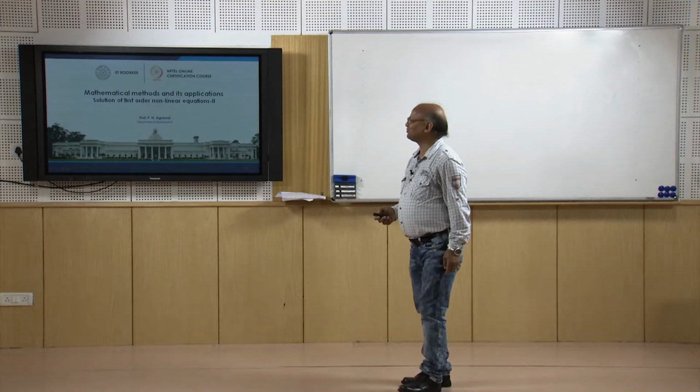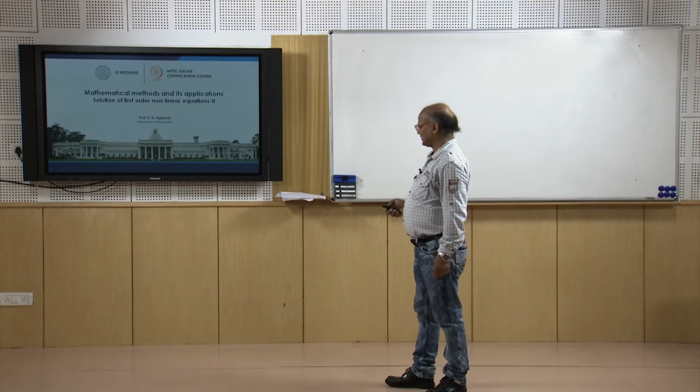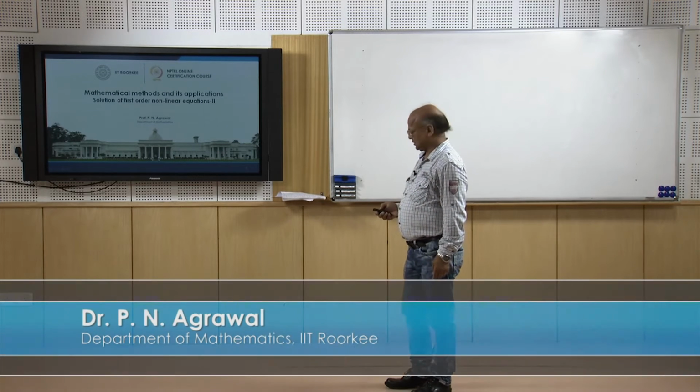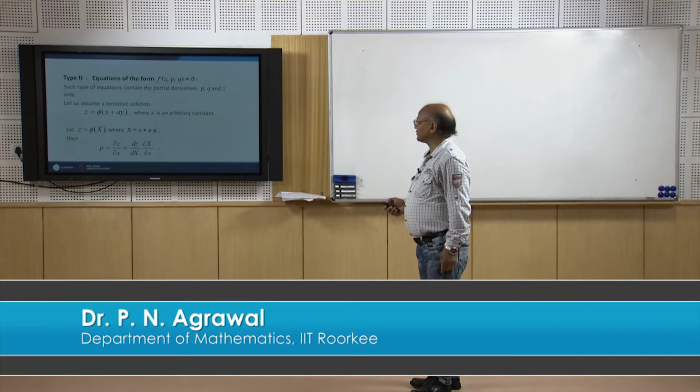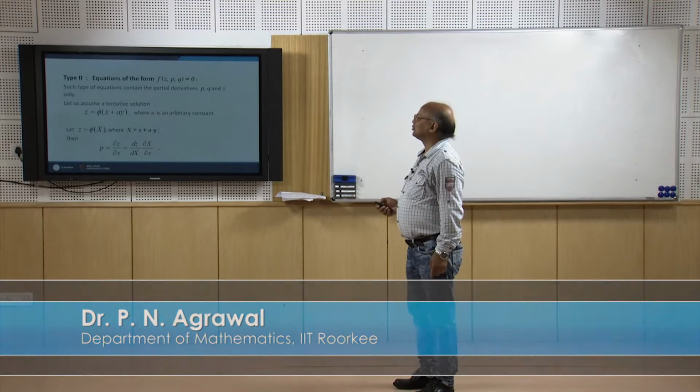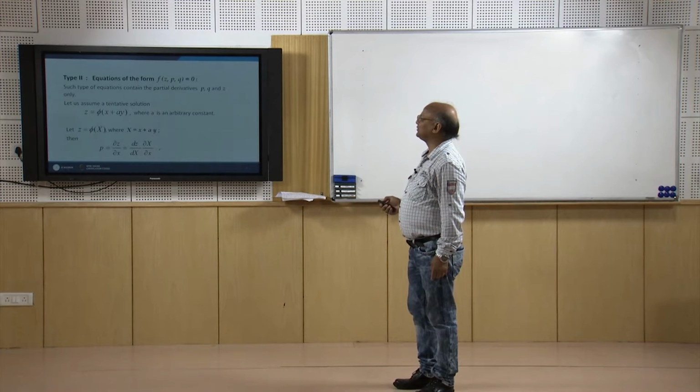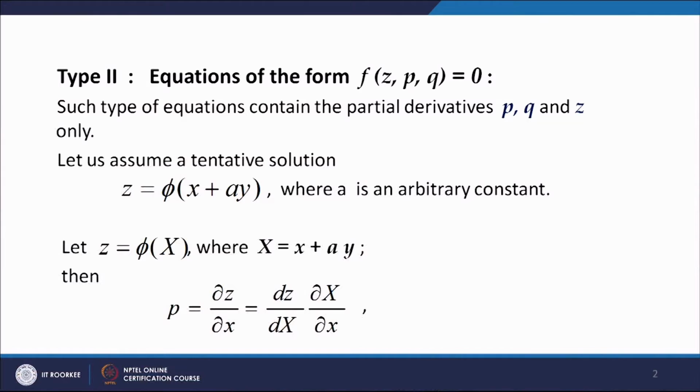Hello friends, welcome to my second lecture on solution of first order non-linear equations. In this lecture we shall discuss equations of the form F(z,p,q) = 0 which come under the category type 2, and then we will also discuss equations of the form F1(x,p) = F2(y,q), where the variables x and p and the variables y and q can be separated. Those equations come under the category of type 3.